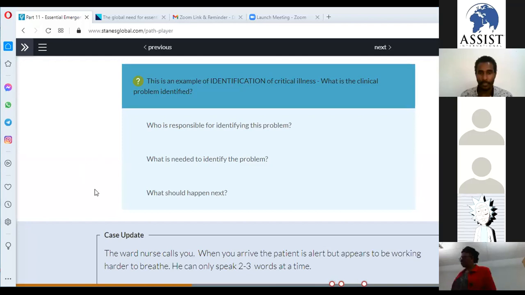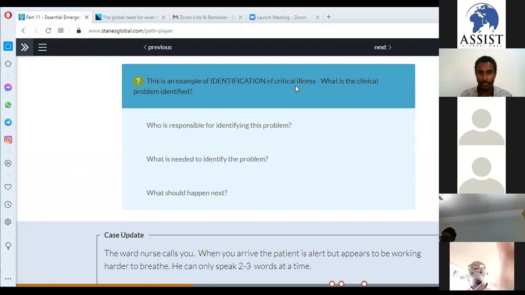So what should happen next then? You identify the patient as having a critically ill condition. So what should we do next for this patient?